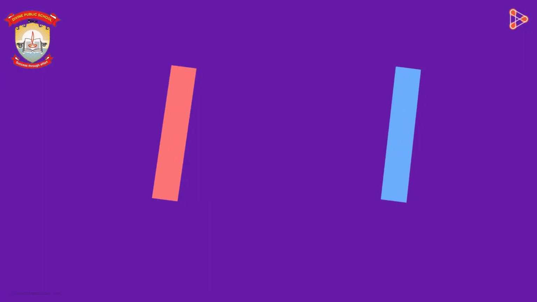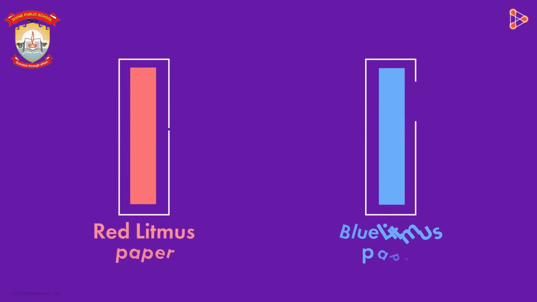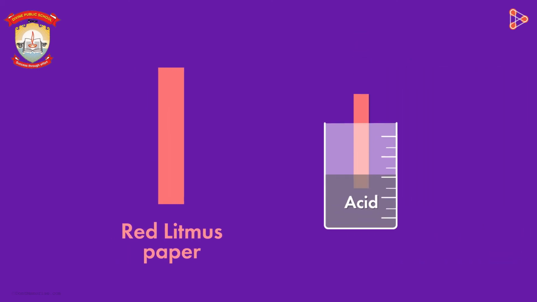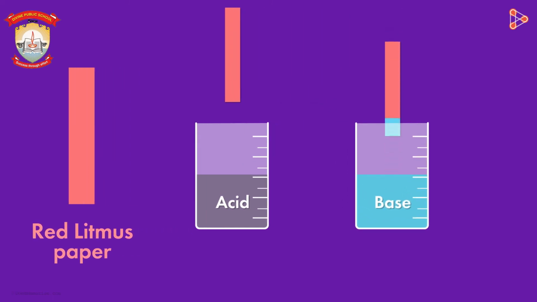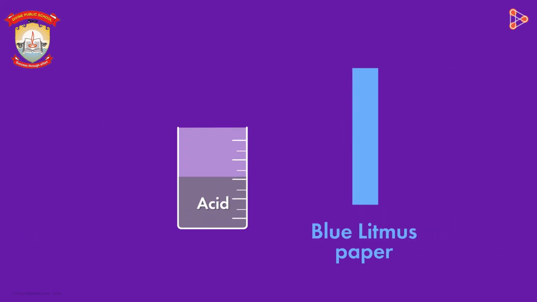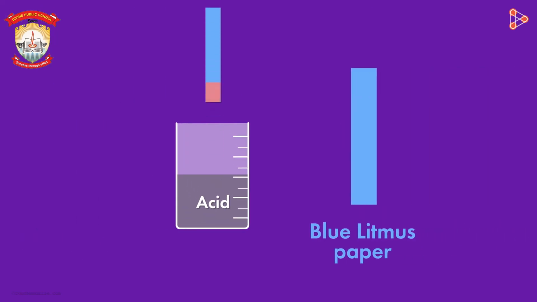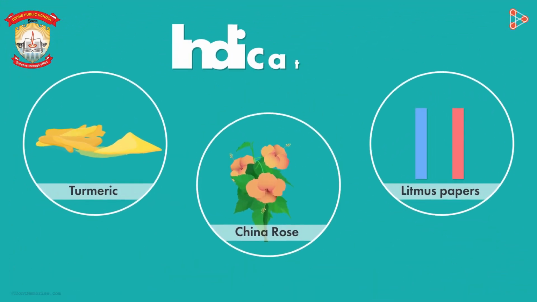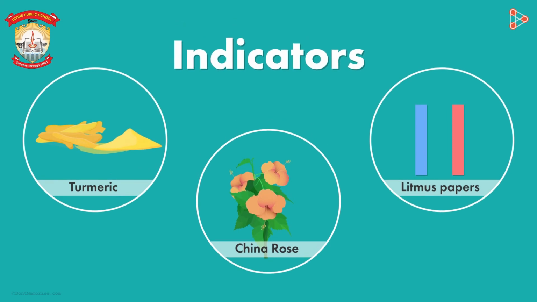Two colors of litmus paper are usually available: red litmus paper and blue litmus paper. The red litmus paper, when it comes in contact with acid, displays no color change but turns blue in presence of a base. In contrast to this, the blue litmus paper turns red on contacting an acid, while it remains unchanged in a basic solution. This is how several compounds used as indicators help us in detecting the acidic and alkaline nature of the solutions.